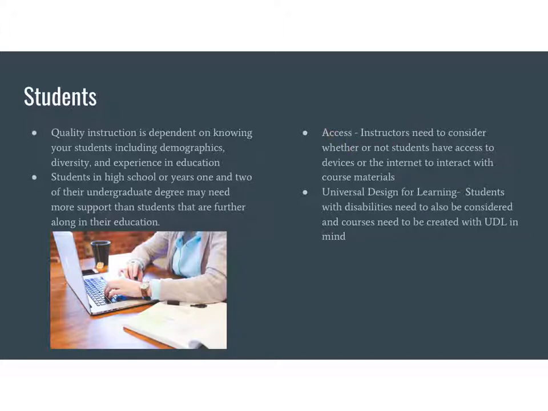Second was access. So do instructors consider whether or not students have access to the devices that they're expected to use or the internet to interact with course materials? And then finally, a universal design for learning, so that we are also taking into account students with disabilities and we are designing the course in a way with universal design for learning in mind.